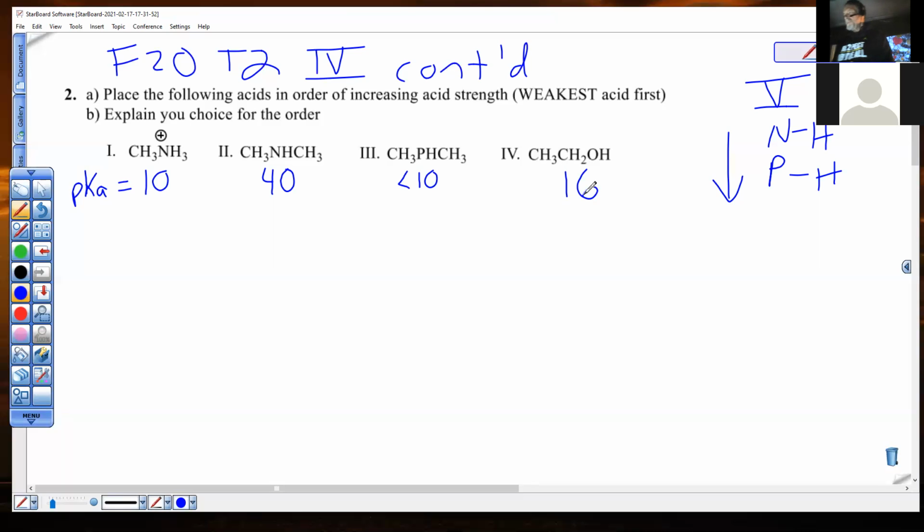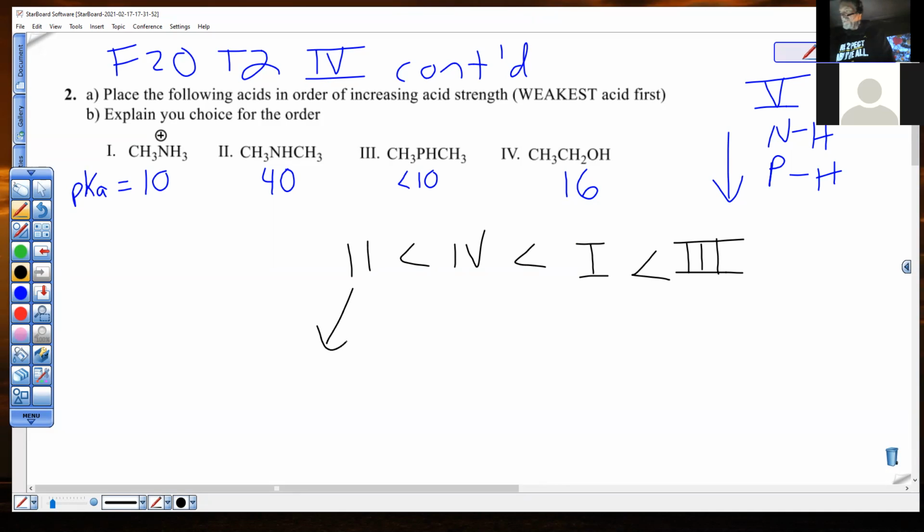What is the lowest number on the page? Less than 10. So that is the strongest acid, and I want the weakest first. So Roman numeral 3 is last, and then the 10 is next, and then the 16 is next, and the weakest is this.